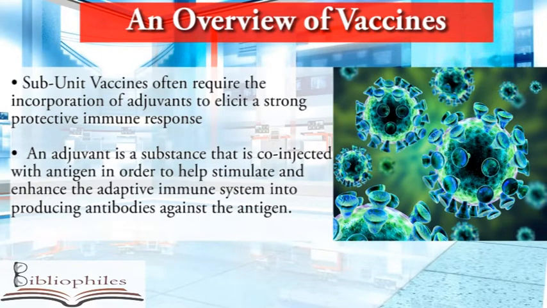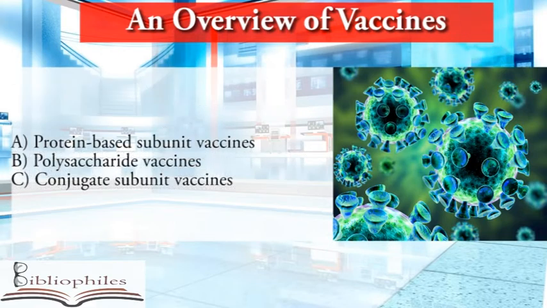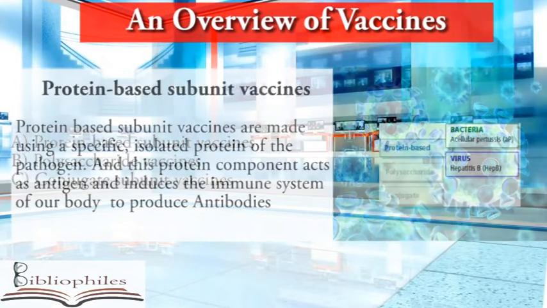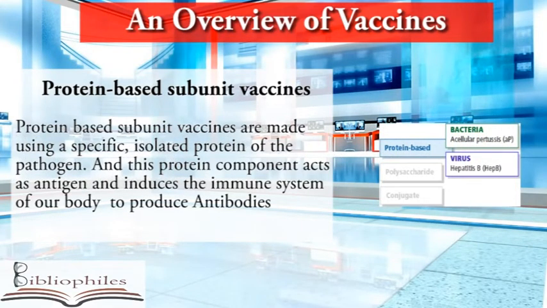Now, the subunit vaccines can be further categorized into protein-based subunit vaccines, polysaccharide subunit vaccines, and conjugate subunit vaccines. So firstly, the protein-based subunit vaccines are made using a specific isolated protein of the pathogen, and this protein component acts as an antigen and induces the immune system of our body to produce antibodies. Examples of protein-based subunit vaccines are acellular pertussis and hepatitis B vaccines.